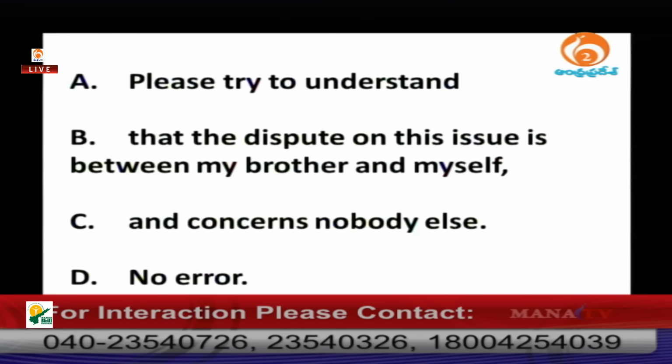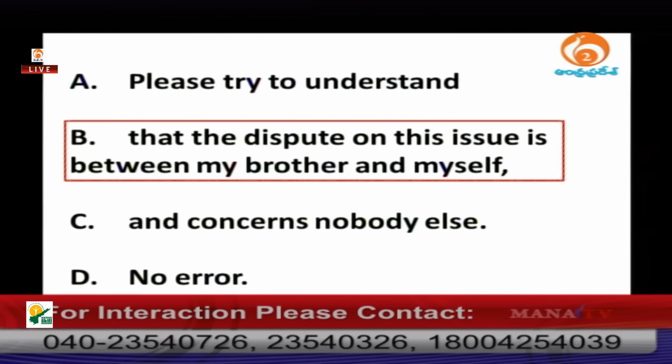Moving forward, please try to understand that the dispute on this issue is between my brother and myself and concerns nobody else. The stem which has a mistake is B. Why is it so? It should be: the dispute on this issue is between my brother and me. It should not be myself, it should be me.